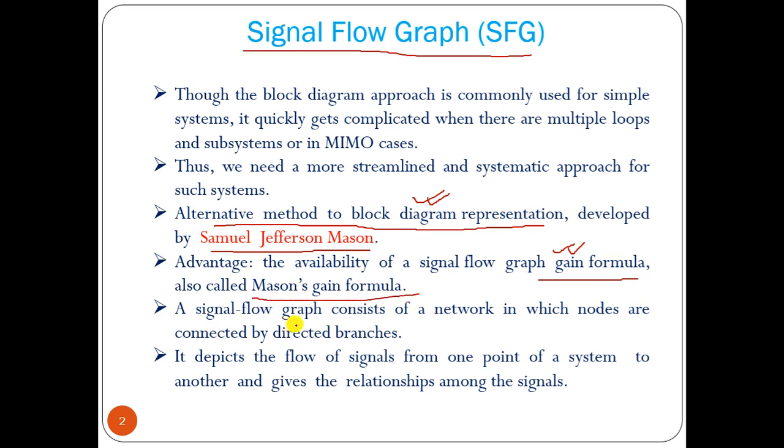Now a signal flow graph basically consists of a network in which nodes are connected by directed branches. So we will have two nodes, connected by a branch, and the direction you can show. If this is your A and B and the gain is S, then we can write B equal to A into S. B is your output, A is your input, and S is the gain. This is similar to the block: the block gain is S, the input is A and the output is B. These two are analogous to each other.